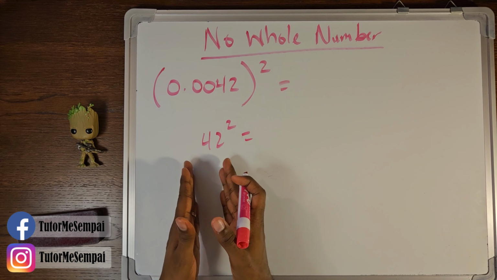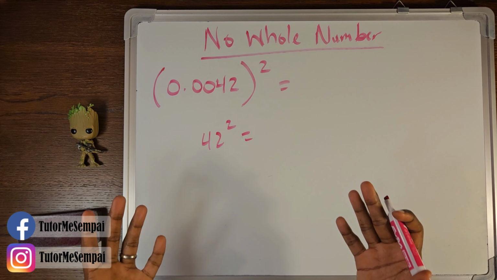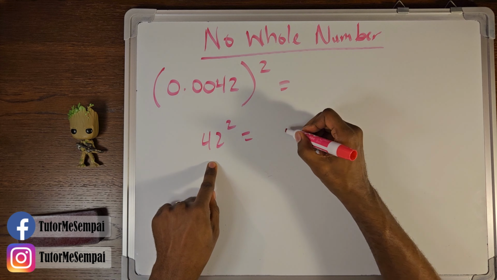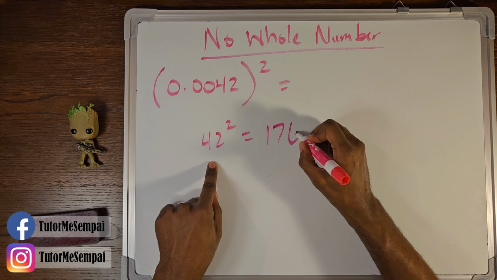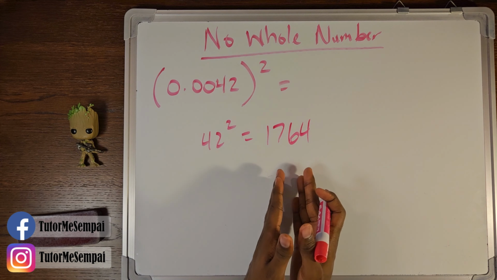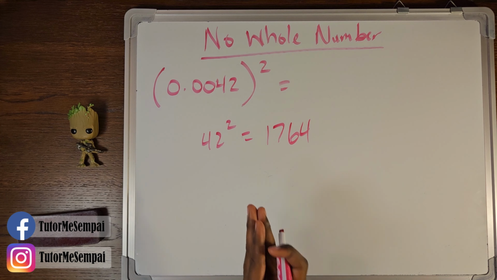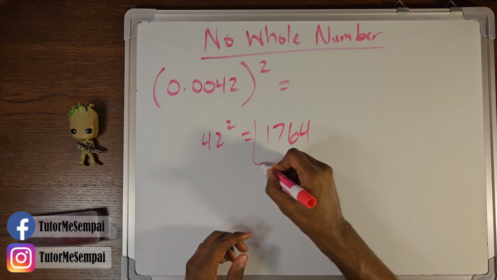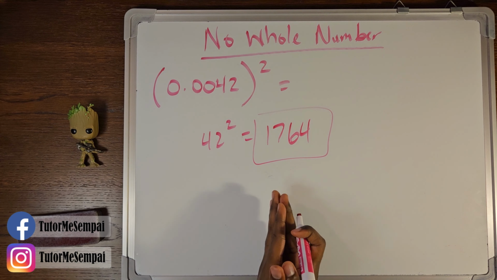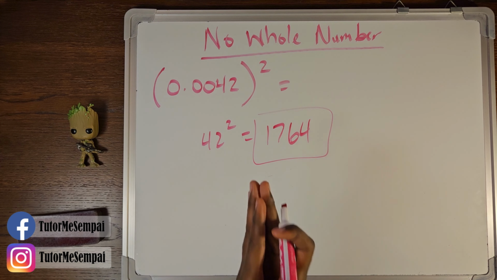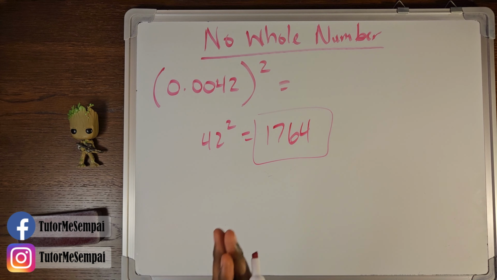Now that we have our 42 raised to the second power, we can do some simple math to figure out what this equals. Now 42 times 42 is just going to be 1764. You can check my math to make sure, but that's what we're going to get. This is what we consider our raw number. This here is our raw number. So let's move on to our second step. Remember, that was to add in our decimal places.